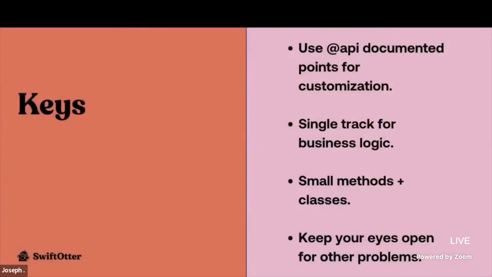However, a couple of very important keys to note here. Number one, we want to use API documented points for customization. If you don't, you run the risk of breakage later. Remember, there was a module on Magento 1 back in the day. They literally seemed to change everything in their module, literally every update. It was a massive pain to work around. Well, they didn't have an API, so that was kind of part of the problem.